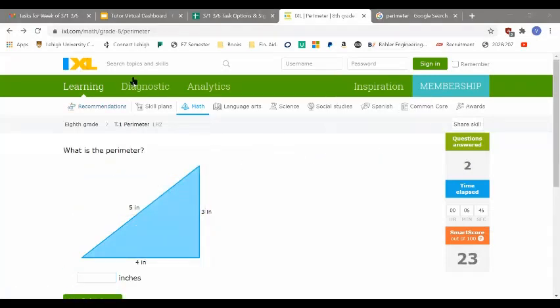Okay, so next is a triangle. Like we learned before, you just add the sides. So 3 plus 5 plus 4. And that is, let's see, 8 plus 4 is 12 inches.